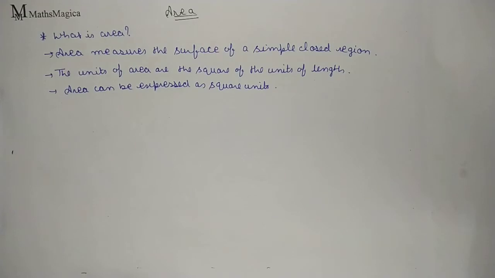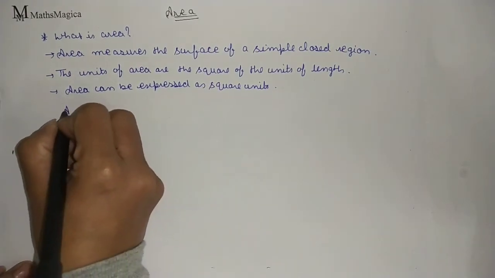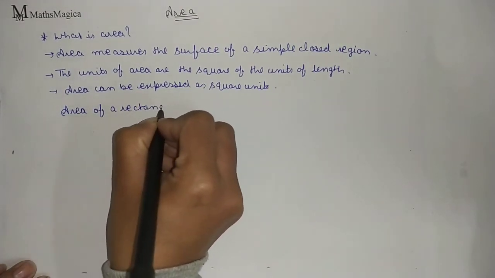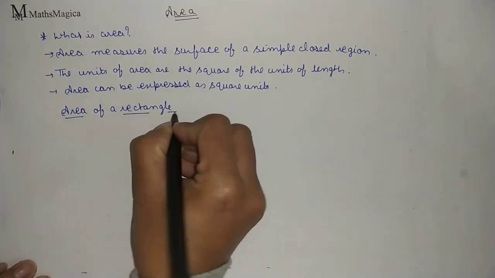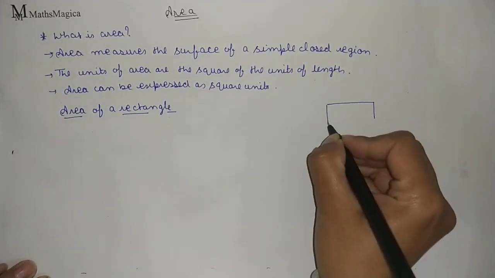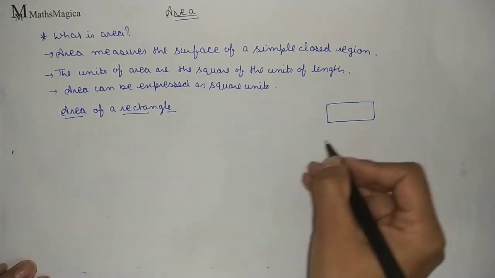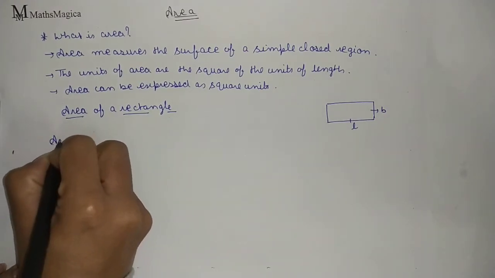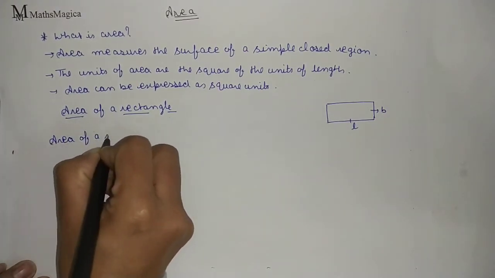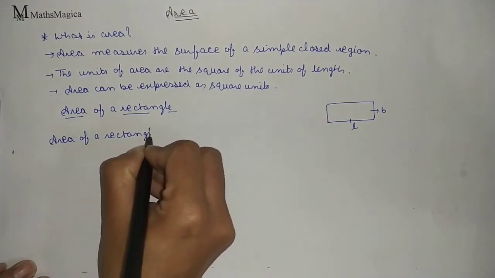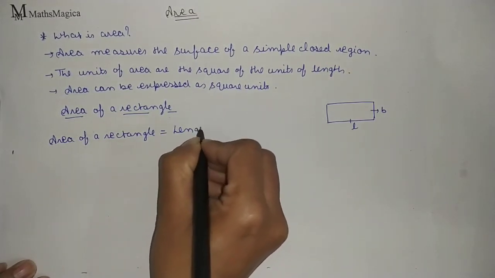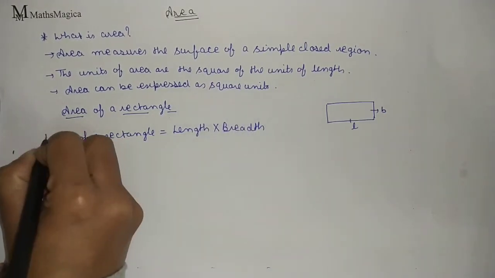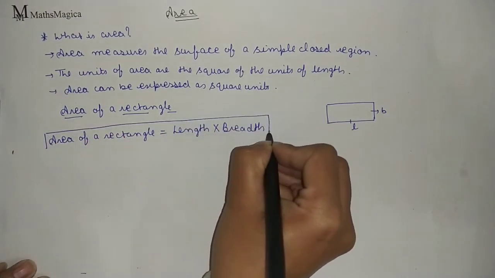First is area of a rectangle. The formula of area of a rectangle is length multiply its breadth. Area of a rectangle is equal to length multiply its breadth. This is the formula of area of a rectangle.